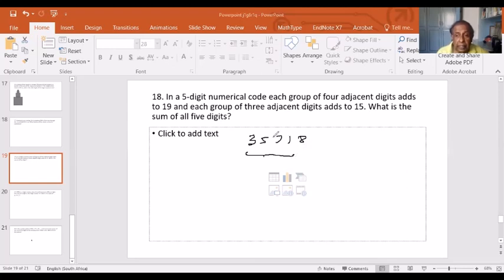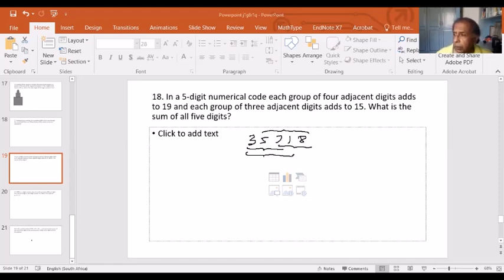Okay, so if you take any group, there's a second group of 4-digit numbers, those two, right? And the 3-digit numbers also are here. These are the adjacent 3-digit numbers, and so on. So it's given here that this 5-digit code has got some properties.